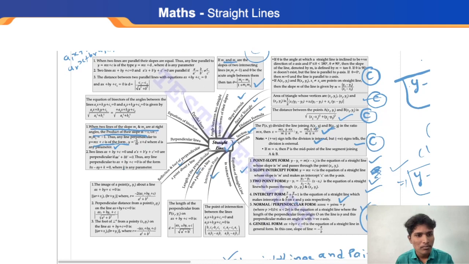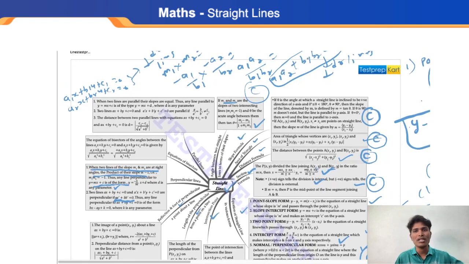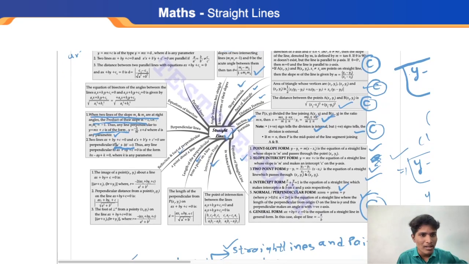Now, very important. Two lines ax plus by plus c is equal to 0 and a dash x plus b dash y plus c dash is equal to 0 are perpendicular. I already said that is a into a dash plus b into b dash is equal to 0. Here they have taken different notation. I have taken a1x plus b1y plus c1, that is the reason I got a1 a2 plus b1 b2 is equal to 0. But here they have taken ax plus by plus c is equal to 0 and another line a dash x plus b dash y plus c dash equal to 0. So in this case, you get the product a into a dash plus b into b dash is equal to 0. Thus any line perpendicular to ax plus by plus c is of this form.